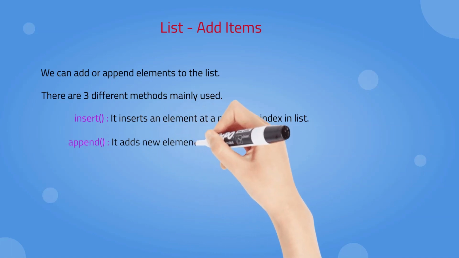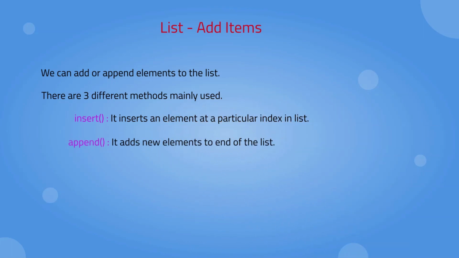Second is the append method. It always adds the new elements to the end of the list. We don't have any choice of adding the elements anywhere else in the list.